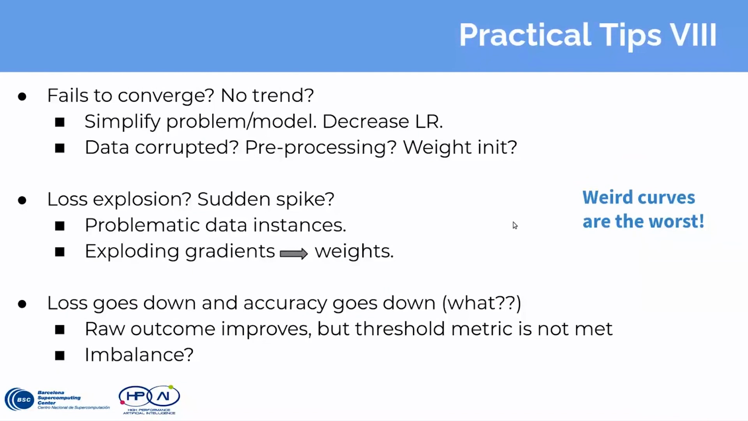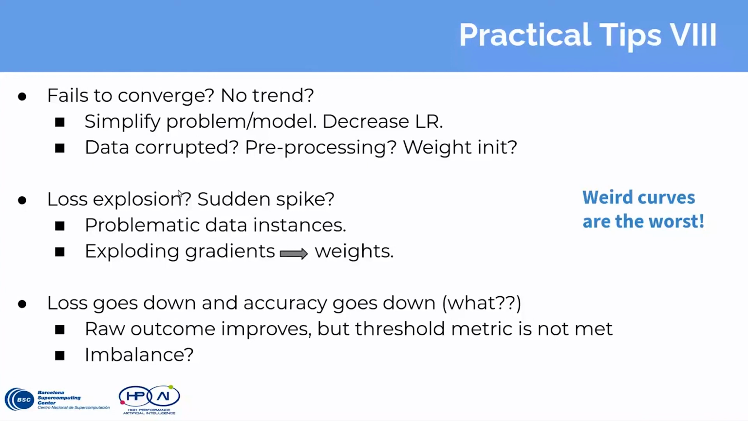So here are some tips on how to operate with curves and how to interpret them. If you see no trend or everything is so chaotic, you probably want to simplify the problem or the model, and decrease the learning rate. Also, having a very large learning rate provides this noise. If you decrease the learning rate, you will get a smoother curve. You have to check if you have wrong data, if your pre-processing is right, and your weight initialization is right, because this is what's needed to get to step 1 of training, which is get better than random.